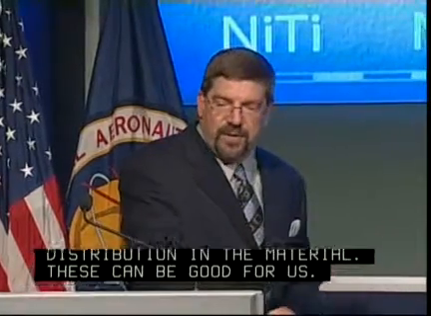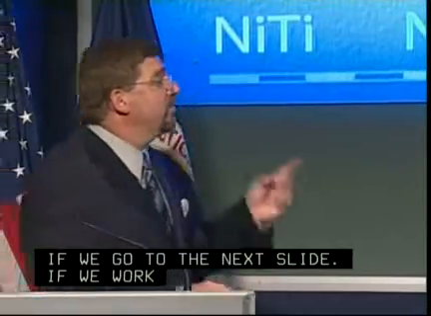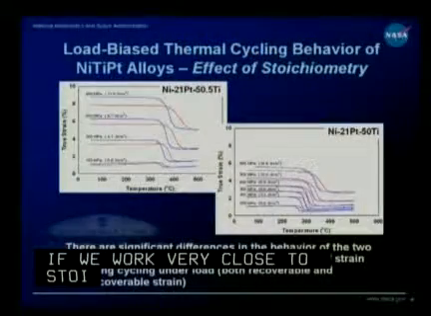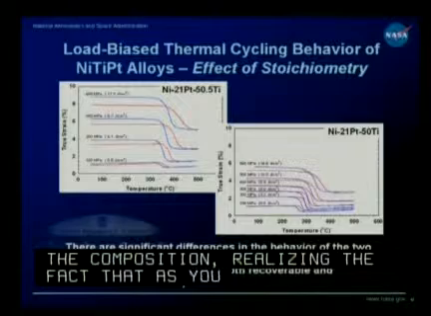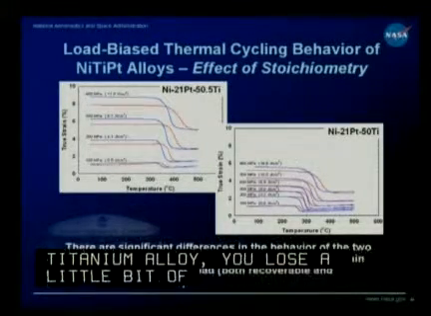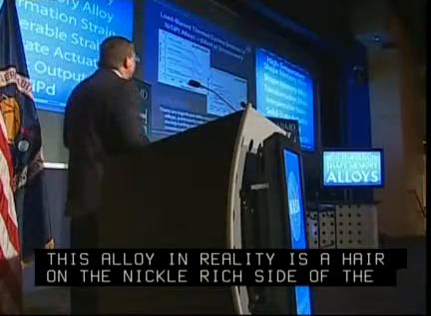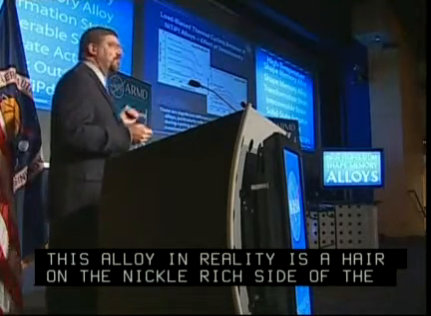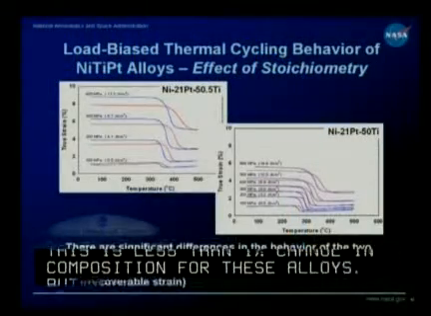If we work very close to stoichiometry, in this case we have something that's slightly titanium rich, and we have something that's essentially stoichiometric. The aim composition is 50 titanium, but realizing the fact that as you aim for a 50% titanium alloy, you're going to lose a little bit of titanium. So this alloy in reality is a hair on the nickel rich side of stoichiometry. You see that the load biased thermal cycle characteristics of the two alloys are completely different. Now this is less than a 1% change in composition for these alloys, but you have a very large difference in the way strain accumulates or develops in these alloys.